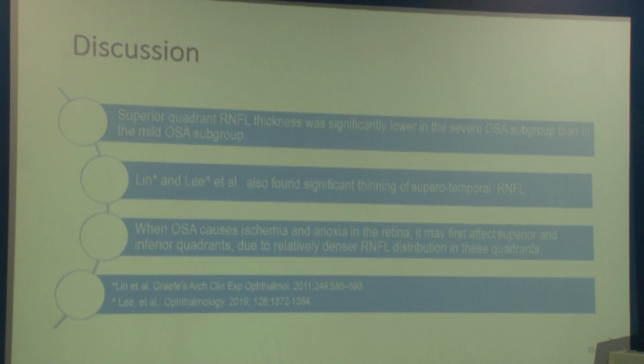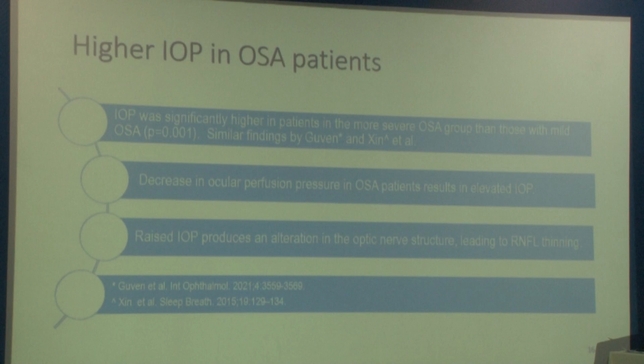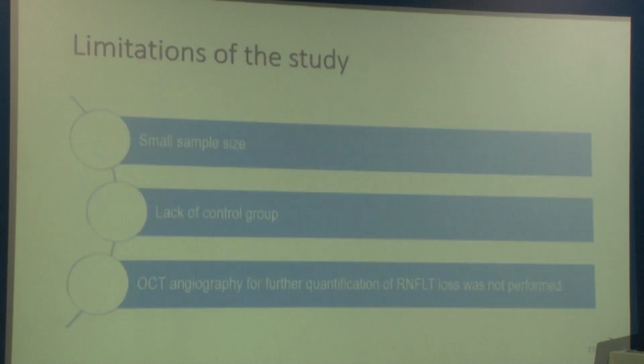And this could be possibly because when OSA causes ischemia and anoxia, it may first affect the superior and the inferior quadrants because of a relatively denser RNFL distribution in these quadrants. Also, the intraocular pressure was significantly higher in patients in the more severe OSA group, which is consistent with findings by Guven as well as Zin et al. And decrease in the ocular perfusion pressure possibly results in an elevated IOP and subsequent damage to the RNFL. The limitations of the study were a small sample size, lack of a control group, and we did not do OCT angiography.